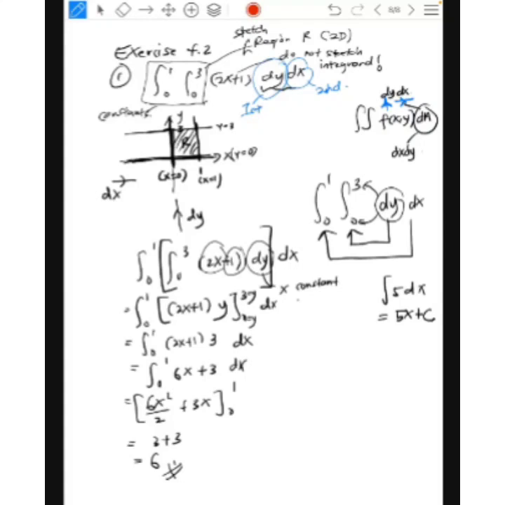So that's how you do it. You do it one by one. Solve the inner integration first, and then you solve the outer integration. Please look at the variable. If you want to integrate with respect to y, then x is constant. And if your inner integration is x, you integrate with respect to x, then y is constant.